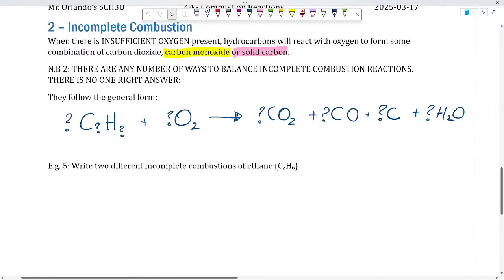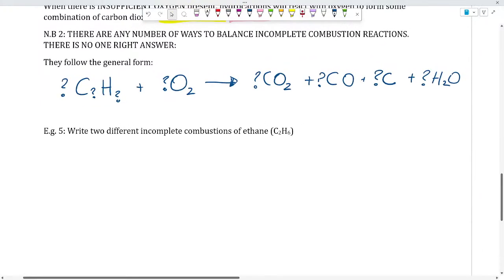Now, what that means is that there's no one right answer. There's actually an infinite possible number of ways this can go. Does that make sense? Complete combustion, there is only one way to do it. Incomplete combustion, there's always an infinite number of ways it could play out. So I can never say what is the equation of an incomplete combustion. I can just say, what would one example be? Does that make sense?